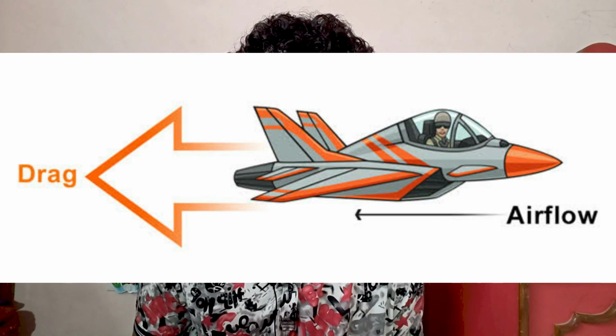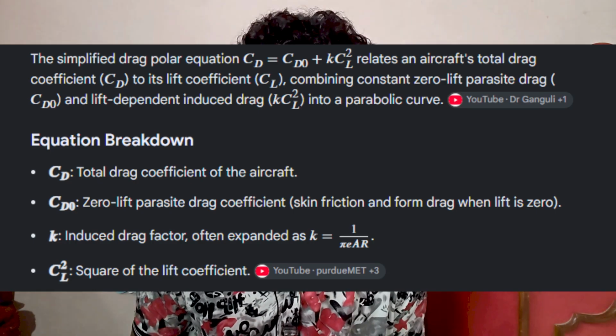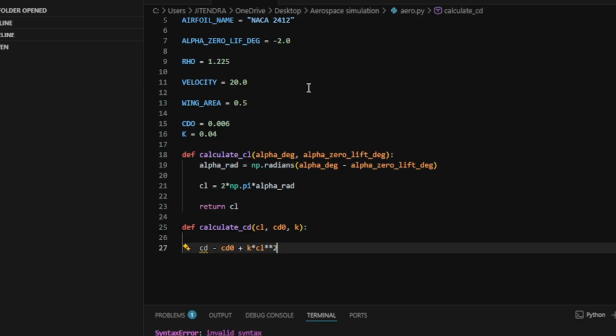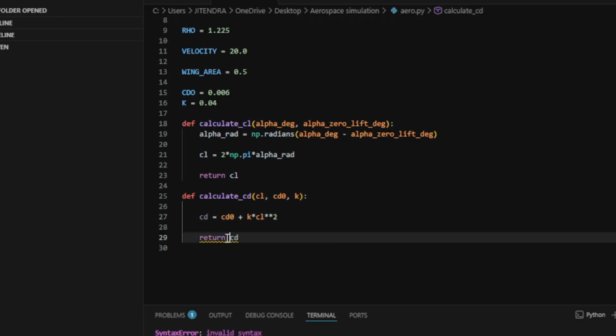But an aircraft doesn't just produce lift, it also produces something that is much less helpful, which is drag. For this project, I'm using a simplified drag polar. Again, this isn't a universal equation that perfectly describes every aircraft. It's an empirical approximation, but it's good enough for the first version of my model. So I added the drag coefficient, then used the formula to calculate drag, and finally the lift to drag ratio.